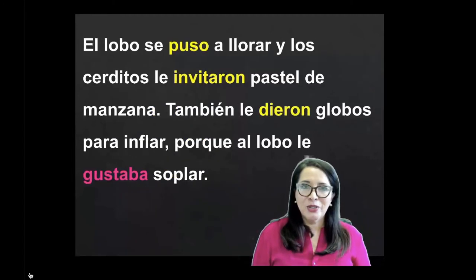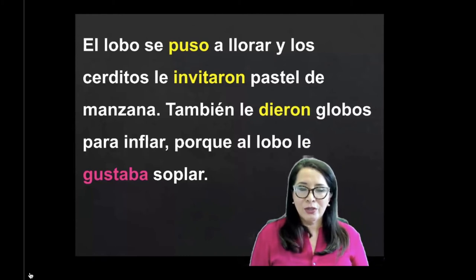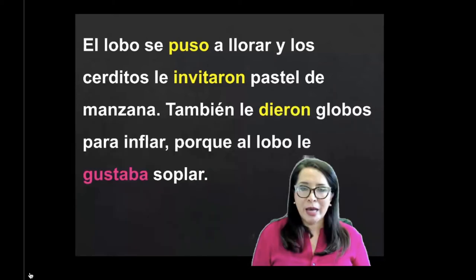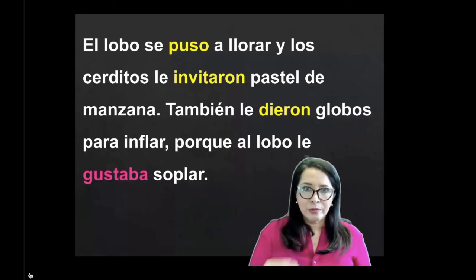Some of these stories, they're kind of scary, so I had to put like different endings for my kid. So here's a happy ending, I guess. El lobo se puso a llorar. The wolf started crying. Y los cerditos le invitaron pastel de manzana. And the three little piggies invited him apple pie. So, action. Things that happen one time, they're done. También le dieron globos. They also gave him balloons so that he could keep blowing.